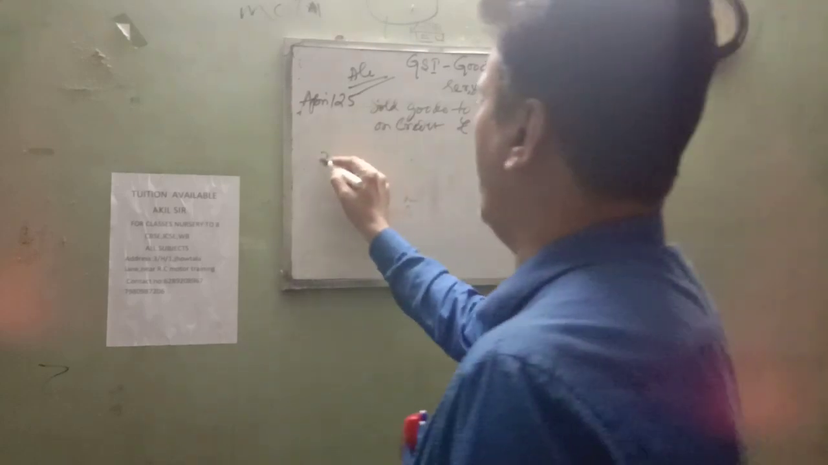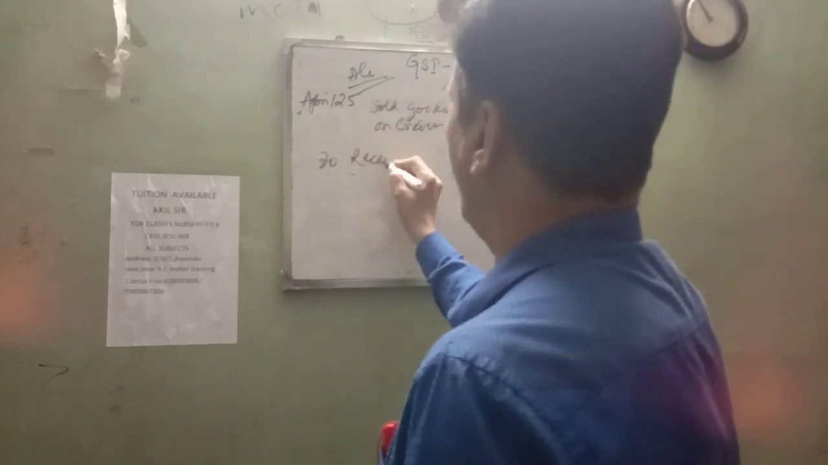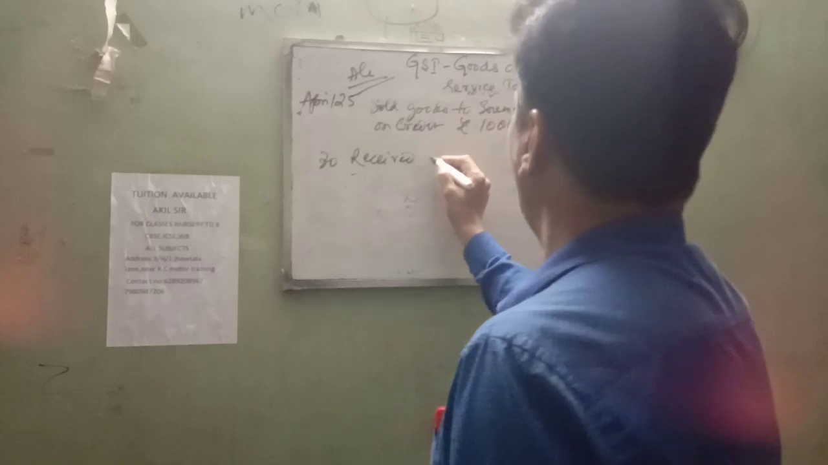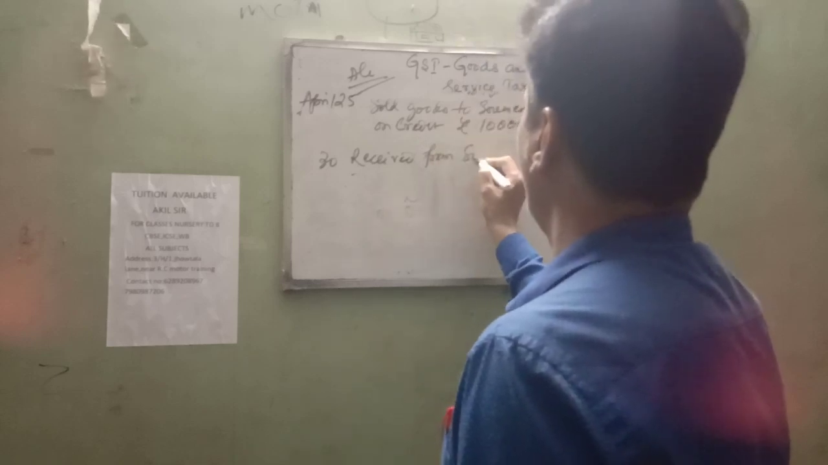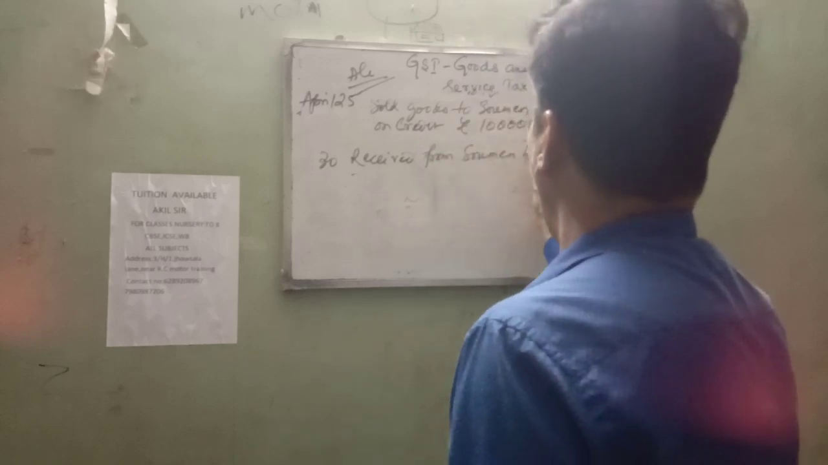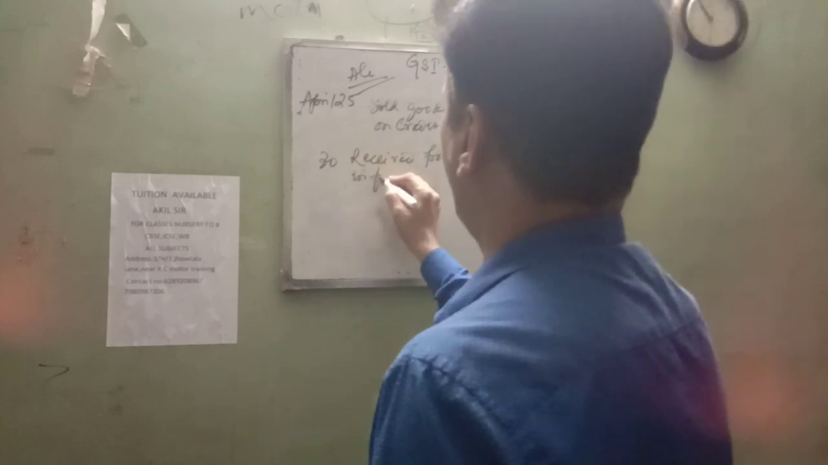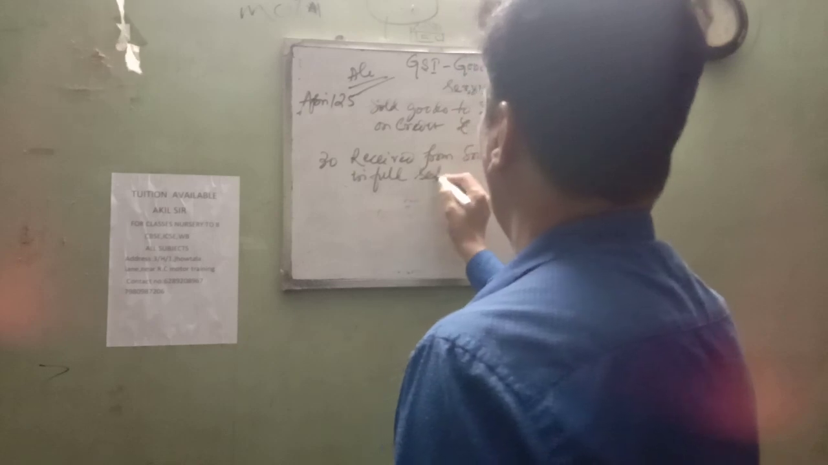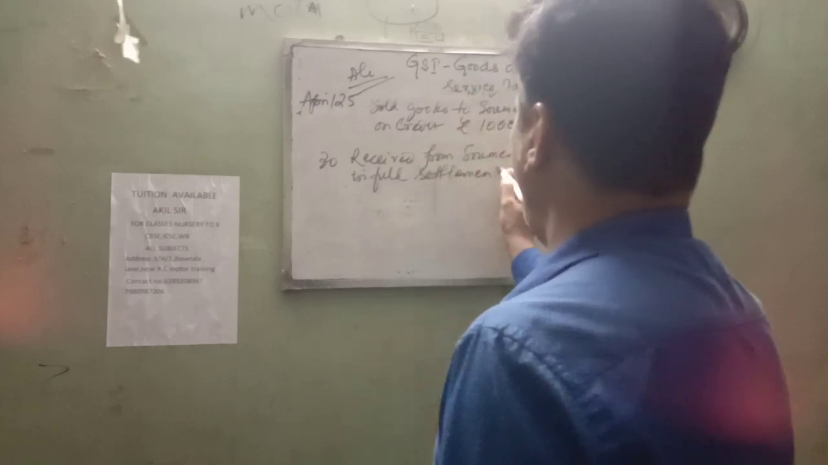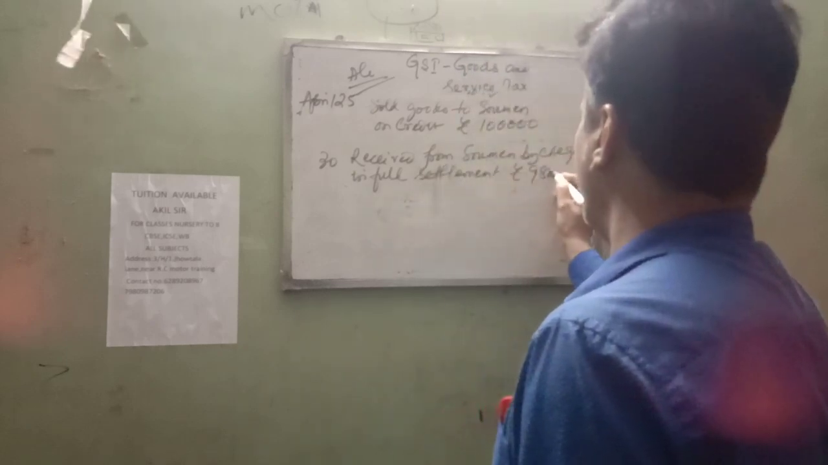On 30th April, received from Somen by cheque, in full settlement, rupees 98,000. Okay.